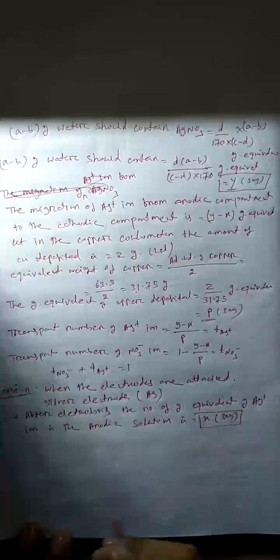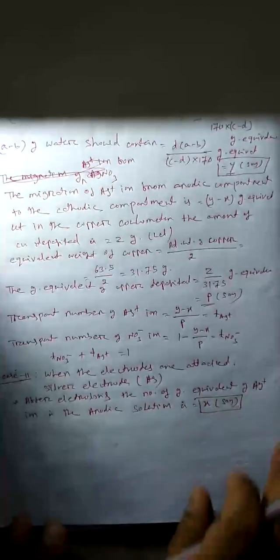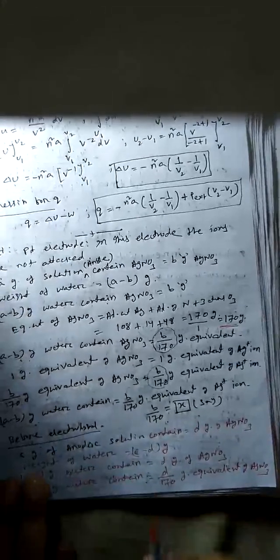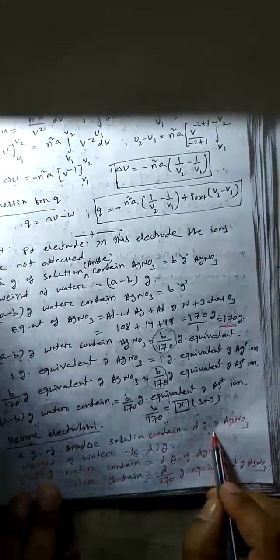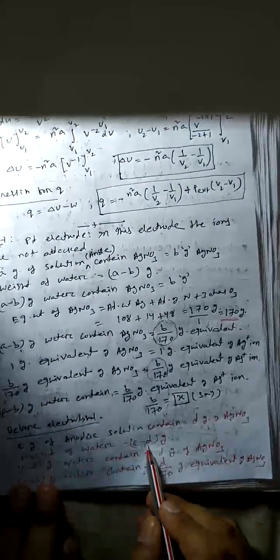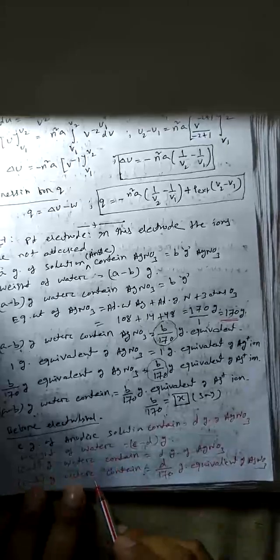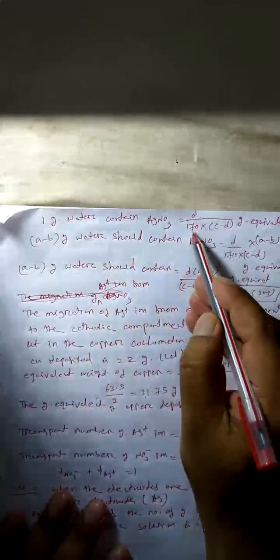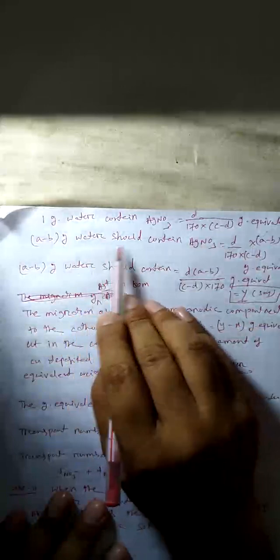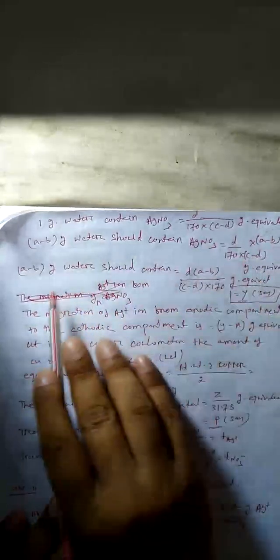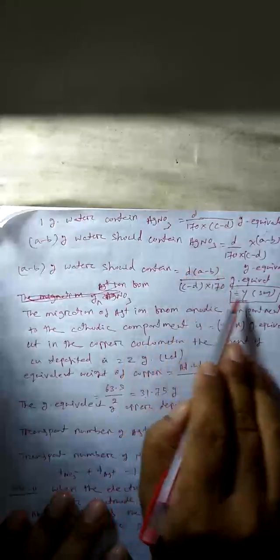Similarly, before electrolysis, the same process we have to take. Before electrolysis, what happens? C gram of anodic solution contains D gram silver nitrate. Weight of water is C minus D gram. C minus D gram of water contains D by 170 gram equivalent of silver nitrate. Then 1 gram of water contains D by 170 gram equivalent of silver nitrate. Then A minus B gram should contain 80 gram. Multiply this, let it be Y.